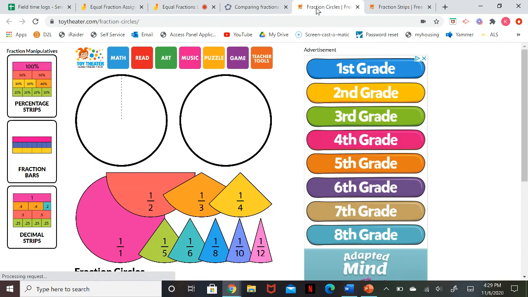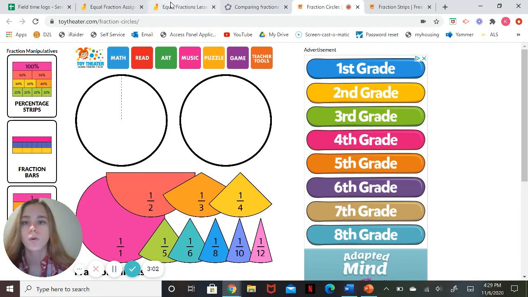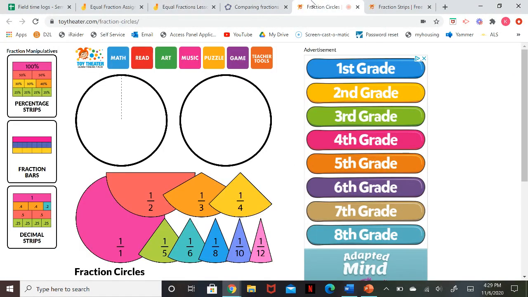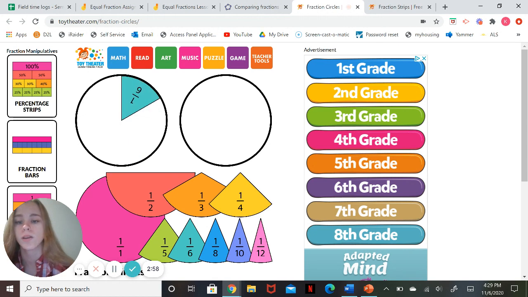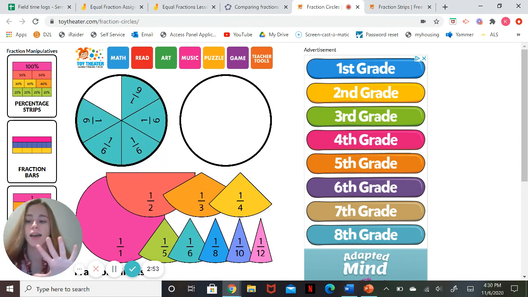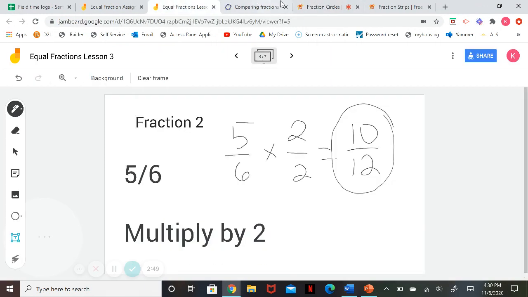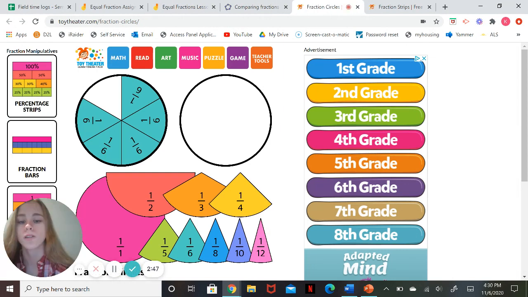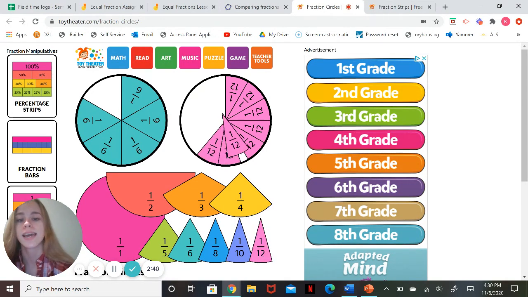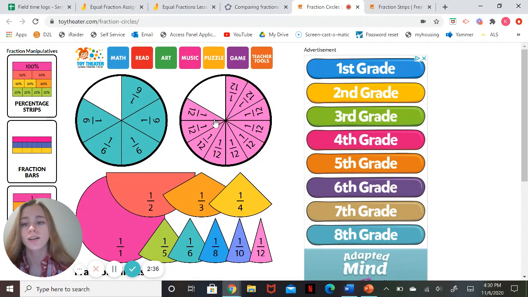And we're going to go ahead and check with our circle fractions. So our first number, which was 5/6, we're going to use 6. So we're going to use 1, 2, 3, 4, and 5, because we had 5 sixths. And then we had 10/12. And so we're going to use the 1/12, and we're going to do 10 of them. 1, 2, 3, 4, 5, 6, 7, 8, 9, and 10. And if you look at the two different pie charts, they are in fact the same.